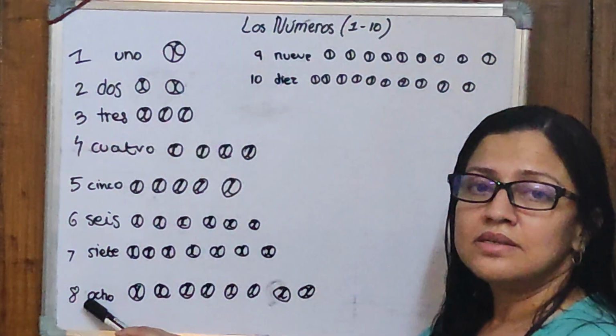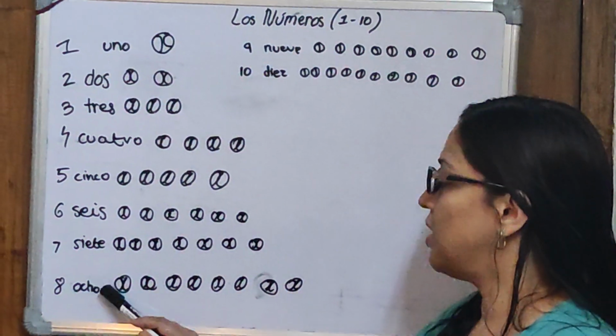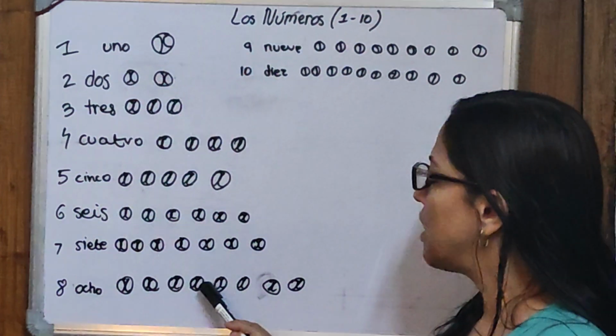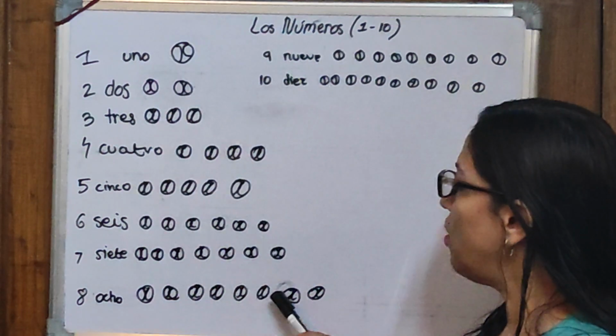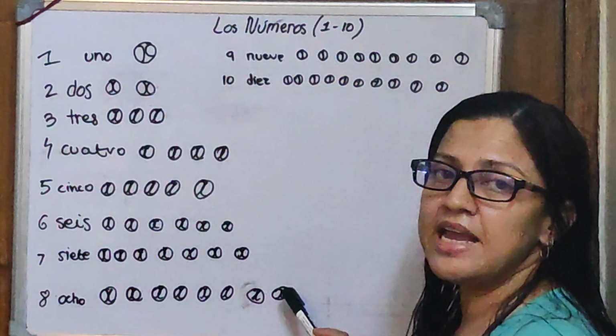Number 8 is called ocho. Now let's see. Uno, dos, tres, cuatro, cinco, seis, siete, ocho means 8.